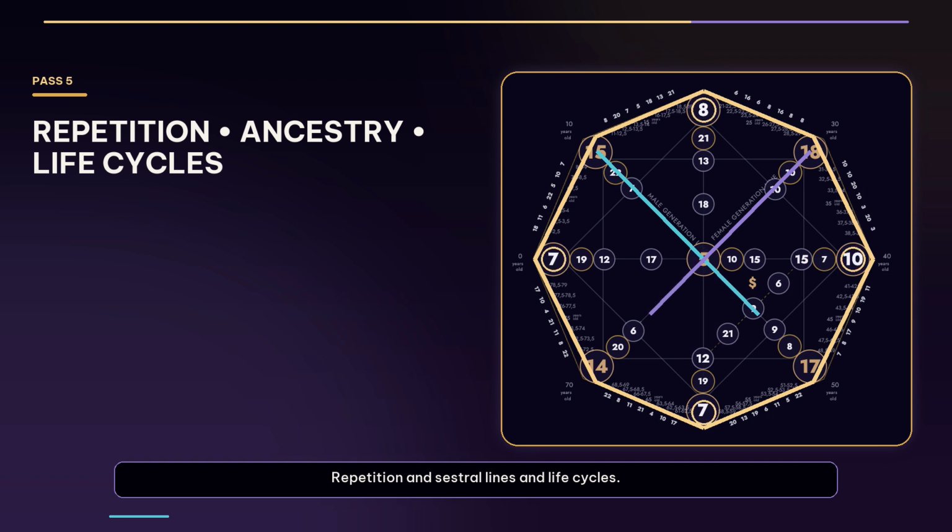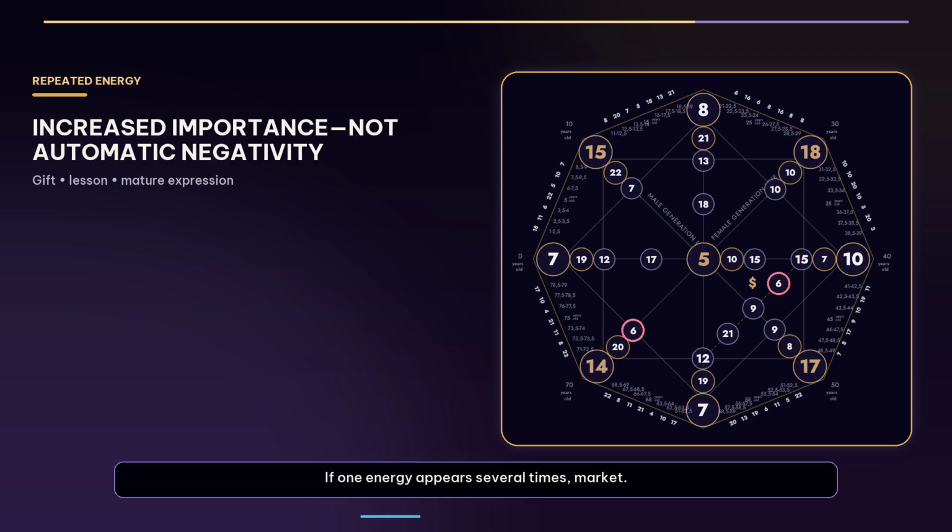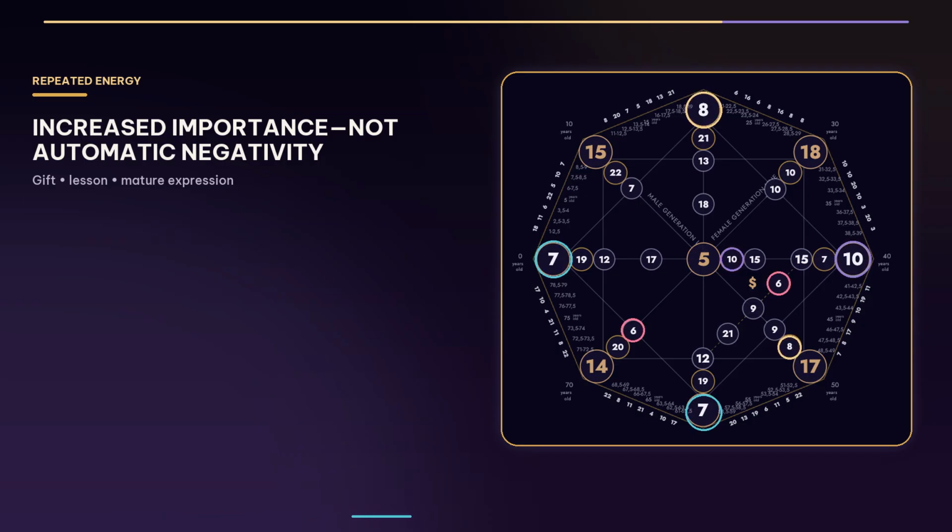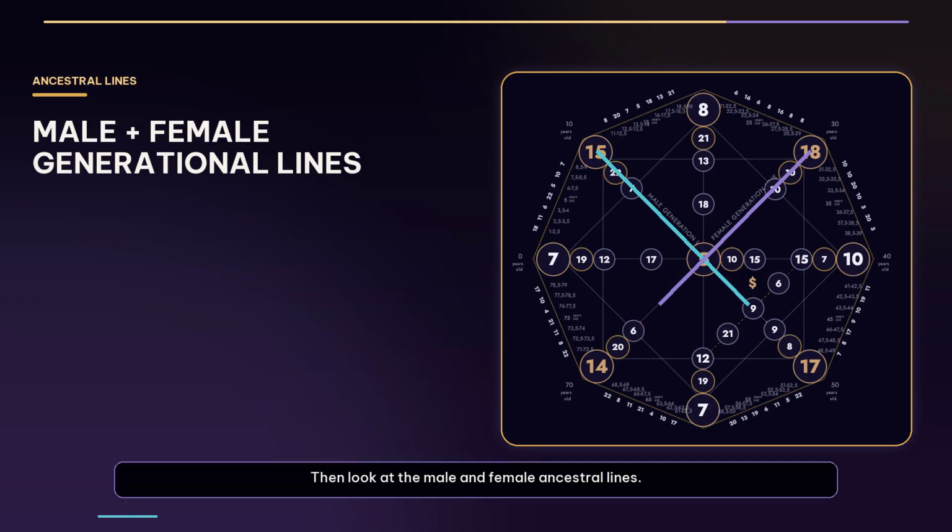Pass 5 is where the chart becomes personal. Repetition, ancestral lines, and life cycles. If one energy appears several times, mark it. Repetition increases importance, but it does not automatically make an energy negative. It may point to a natural gift, a major lesson, or a theme that keeps asking for a more mature expression.